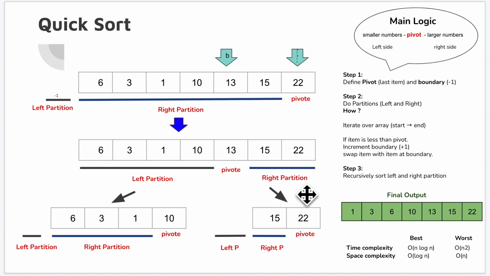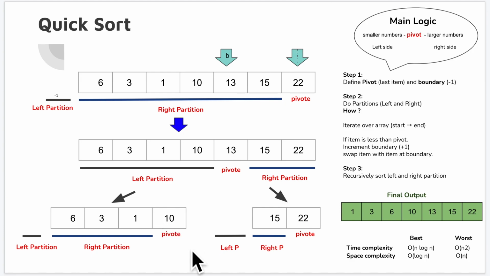We have to now sort this right partition. How? The same thing. That's called recursion. Now you can see here, this is the left array 6, 3, 1, 10, and this is the right array 15, 22. We don't worry about the pivot now. Pivot is already sorted, which is at this index. So only the unsorted arrays are this left array and this one. By the way, this array is already sorted, so when we apply our logic, it will not sort that array.